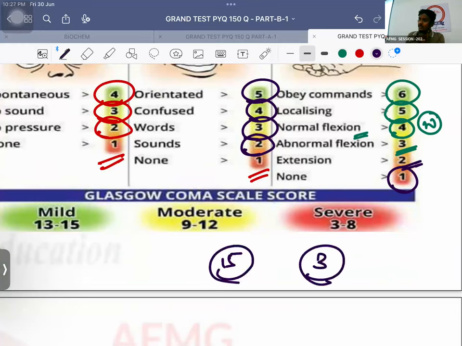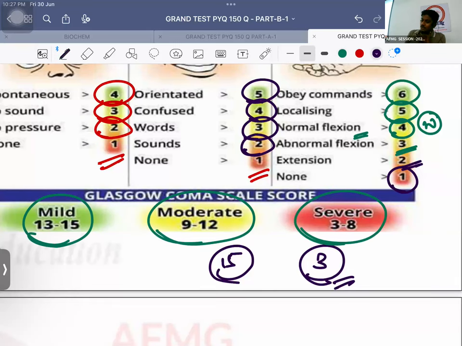Minimum GCS score, 3. 3 score is suggestive of brain dead patient. GCS score between 13 to 15 is suggestive of mild head injury. 9 to 12, moderate head injury. 3 to 8, severe head injury.